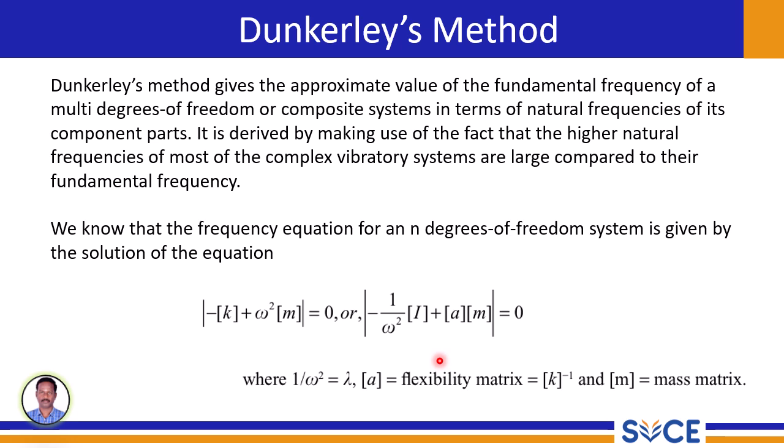The equation is also expressed in terms of lambda, that is equal to 1 by omega square. This form is often more convenient when applying Dunkerley's method. Here, A is the flexibility matrix, which is the inverse of the stiffness matrix. The flexibility matrix essentially tells us how much the system will deform under a unit load.